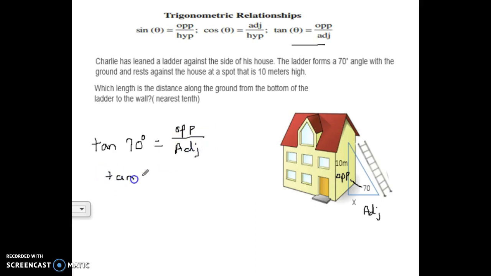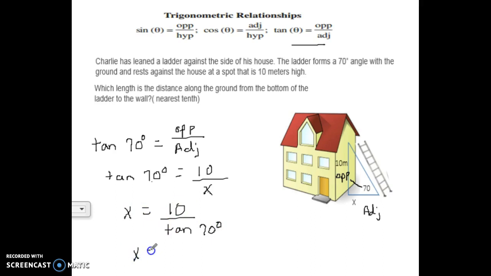So the tangent of 70 is equal to, we know the opposite side is 10, we're looking for our x. And so we're going to solve for x. So remember, we can just swap these two places. X is going to equal 10 divided by the tangent of 70. So now you can simply put this in your calculator.